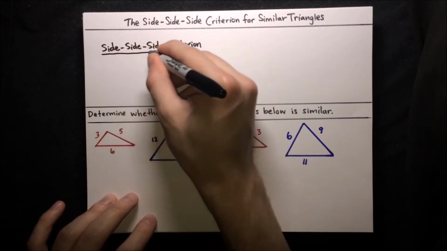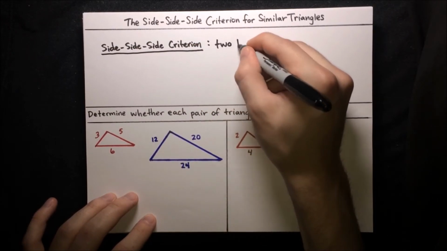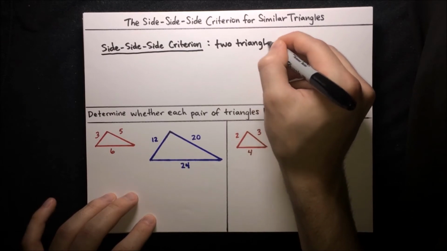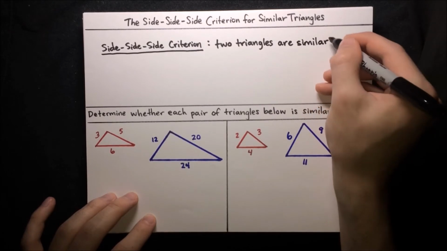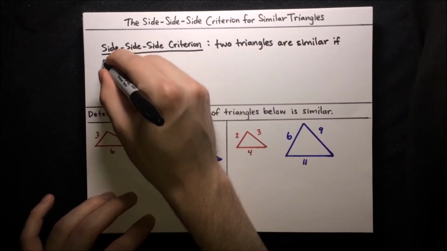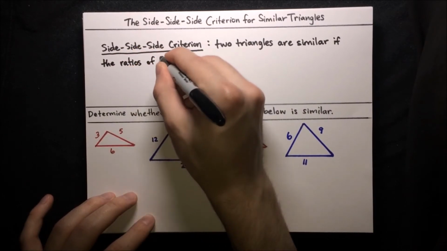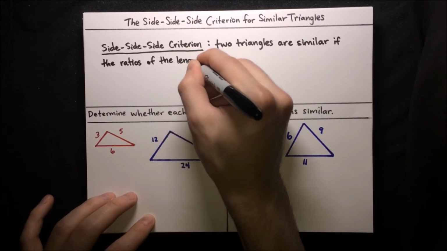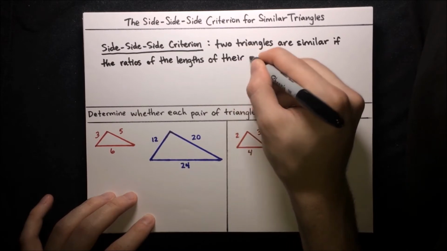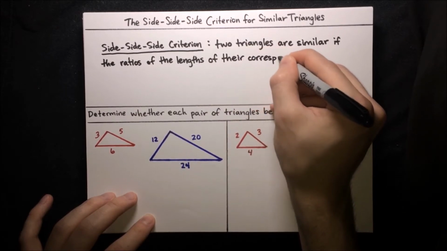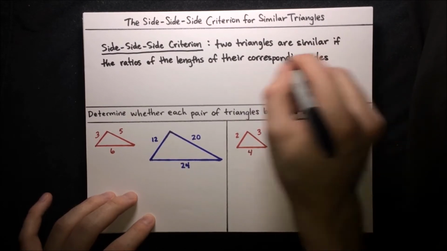So the side-side-side criterion states precisely that two triangles are similar if the ratios of the lengths of their corresponding sides are equal.